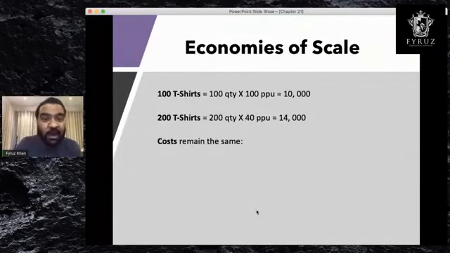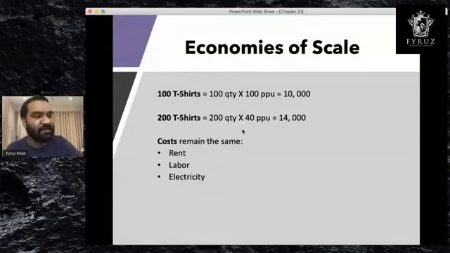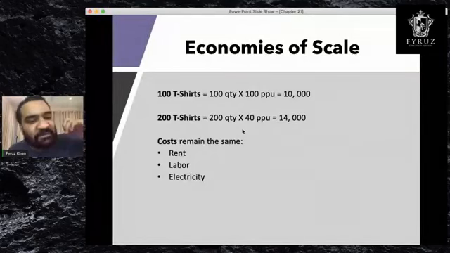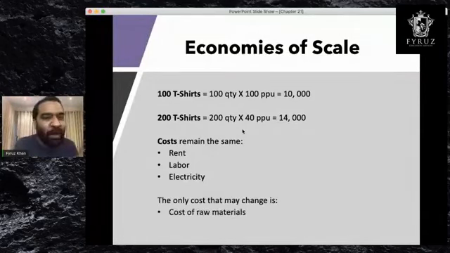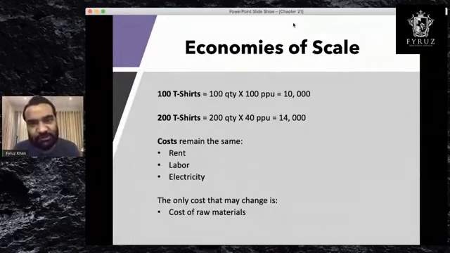Okay, if you make 100 t-shirts, it'll be 100 taka per unit, 10,000 taka. If you make 200 t-shirts, it'll be 70. I made a mistake here, 70. So it'll be 14,000 taka. So from 100, it's 70 because it's reduced by 30 taka, because costs remain the same. Rent will be the same, labor will be the same, electricity bills will be the same. Just the cost of raw materials may be different. That's the only one thing that may change.